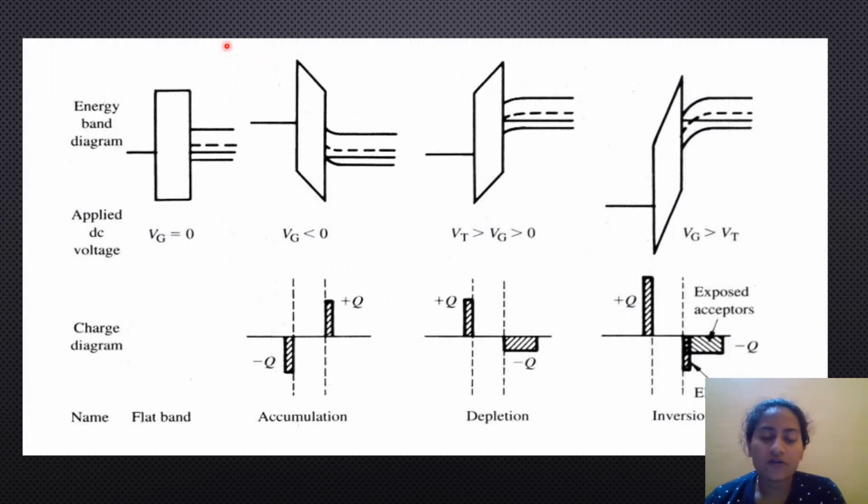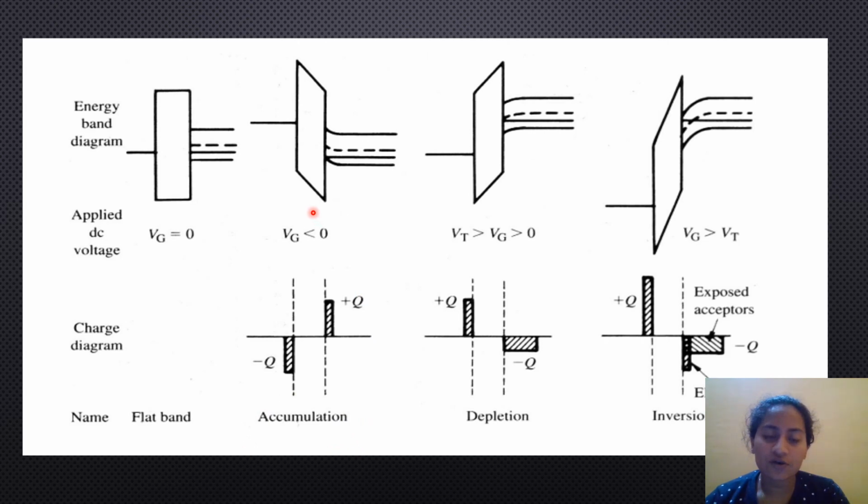Now we will look at the band diagrams of the different modes. The first one is the flat band. Here the DC voltage, that is the gate voltage, will be 0, so the energy band will be in the flat position. And coming to the accumulation, that is Vg less than 0, the Vg values will be more, but it is not a negative voltage. Whenever we apply a negative voltage, it may result in short circuiting, so we will always be applying the positive voltage here.